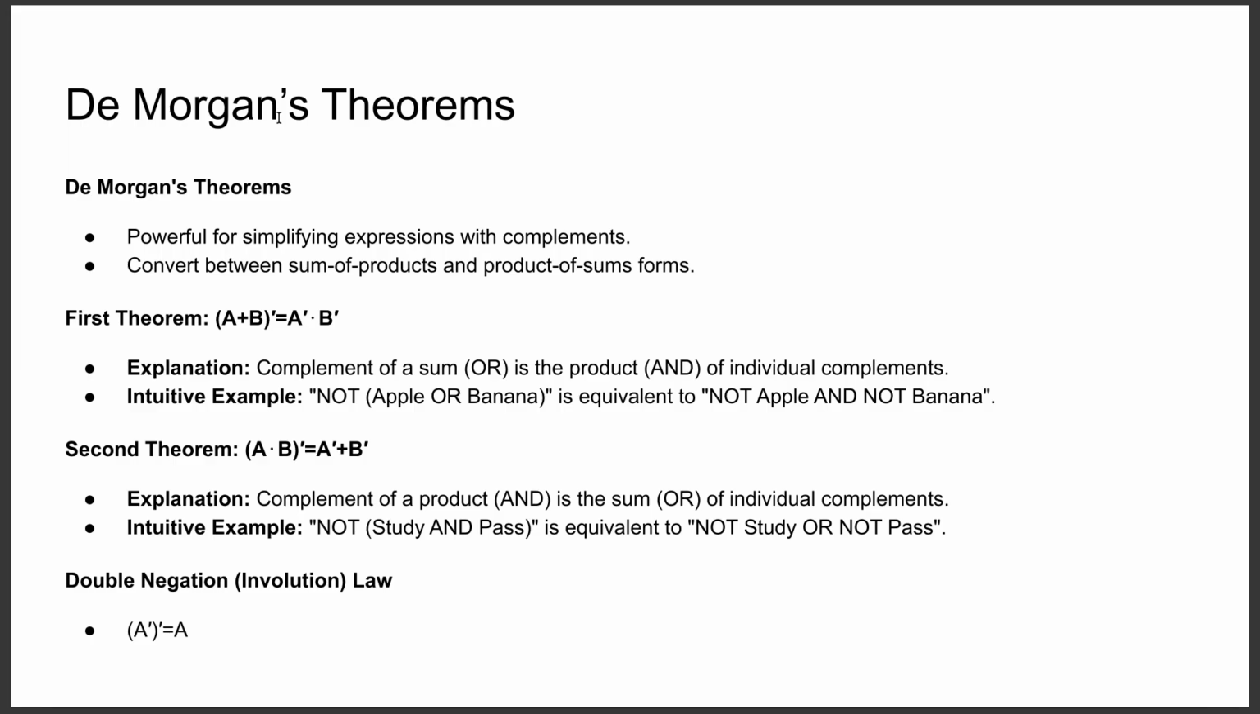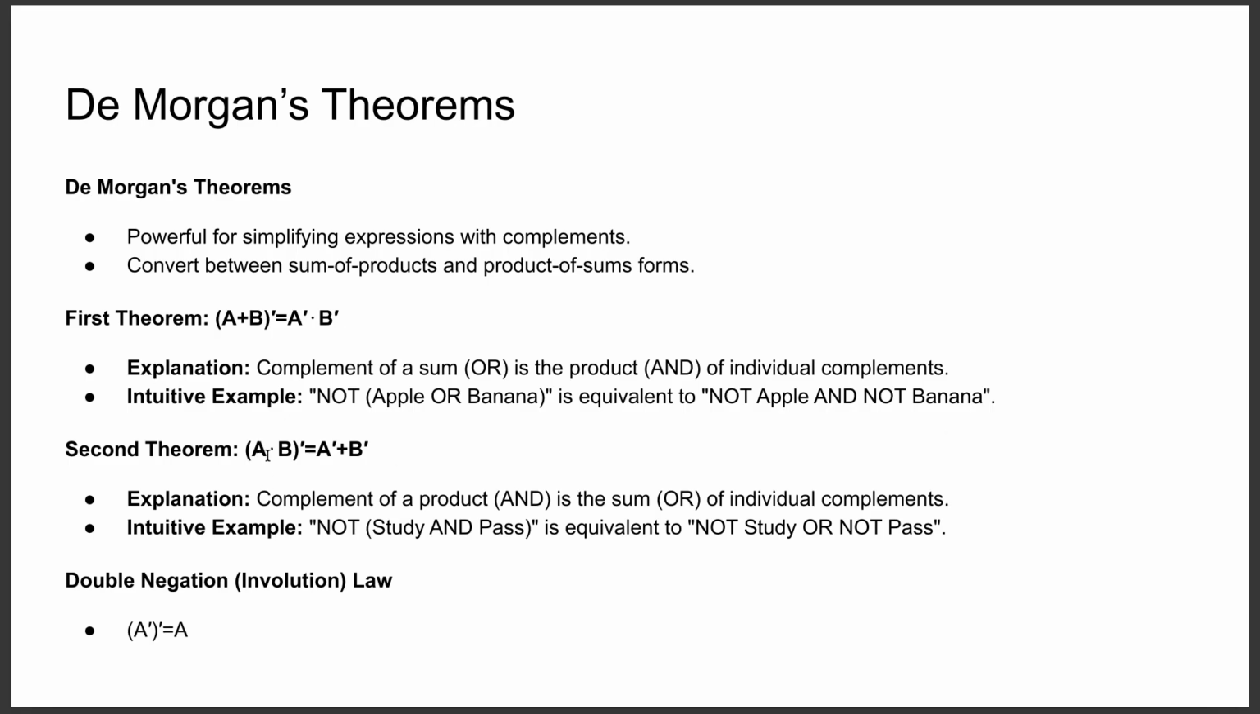De Morgan's theorems. De Morgan's theorems are powerful for simplifying expressions with complements. They convert between sum of products and product of sums forms. The first theorem: (A or B) prime is equal to A prime and B prime. The complement of a sum (or) is the product (and) of individual complements. Not apple or banana is equivalent to not apple and not banana.